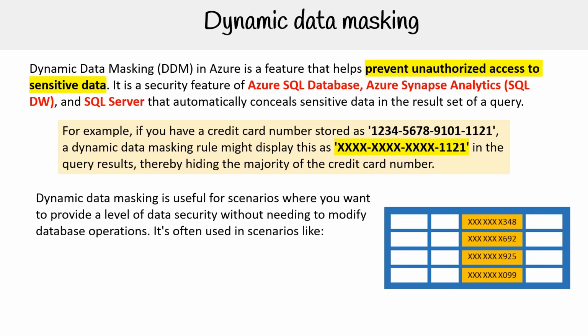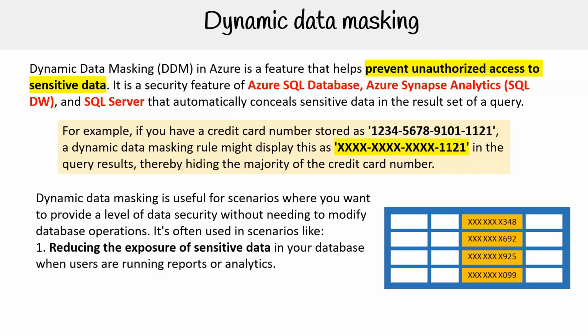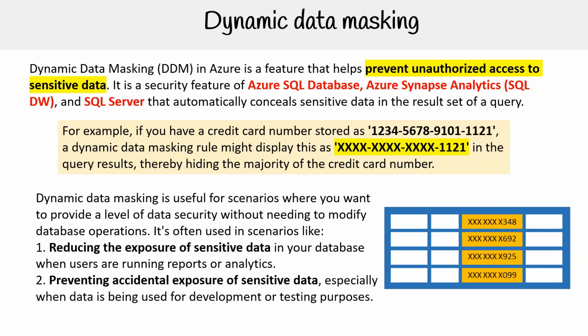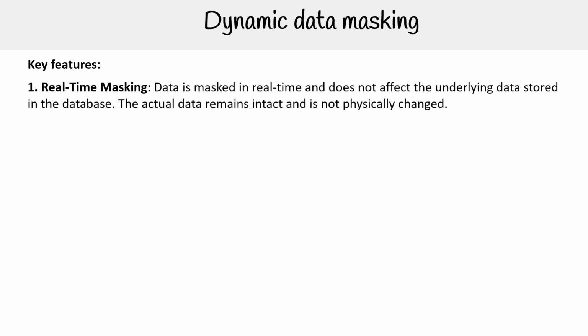Dynamic data masking is useful for scenarios where you want to provide a level of data security without needing to modify database operations. It's often used in scenarios like reducing the exposure of sensitive data in your database when users are running reports or analytics, and preventing accidental exposure of sensitive data, especially when data is being used for development or testing purposes. Key features: real-time masking.